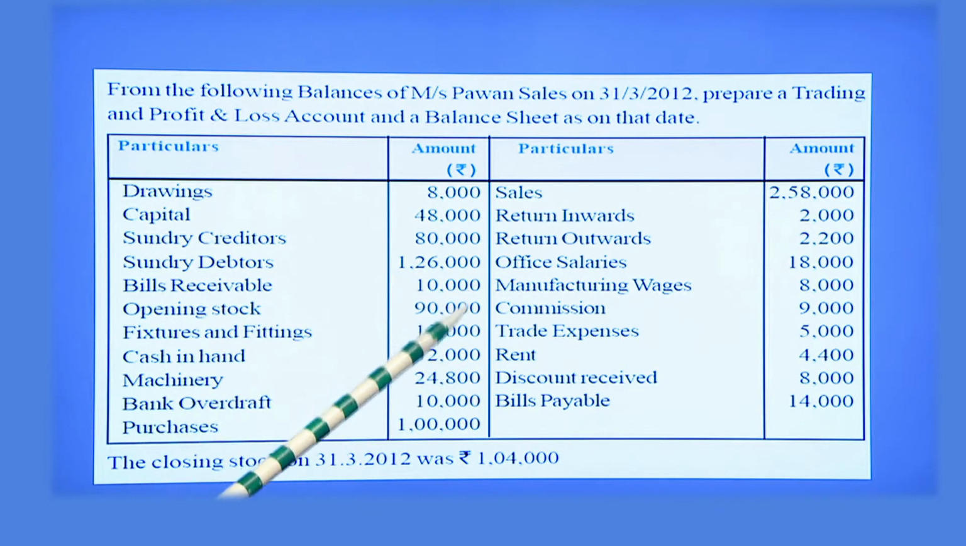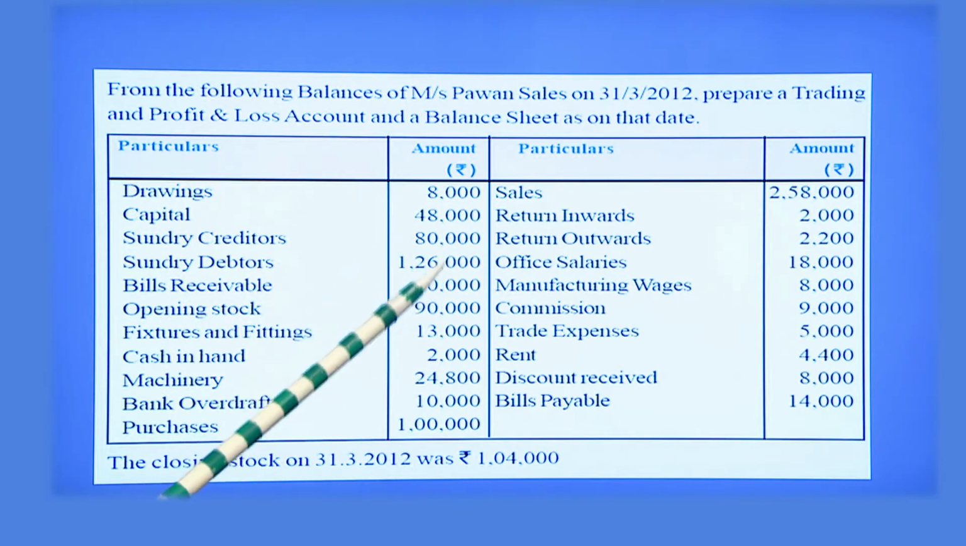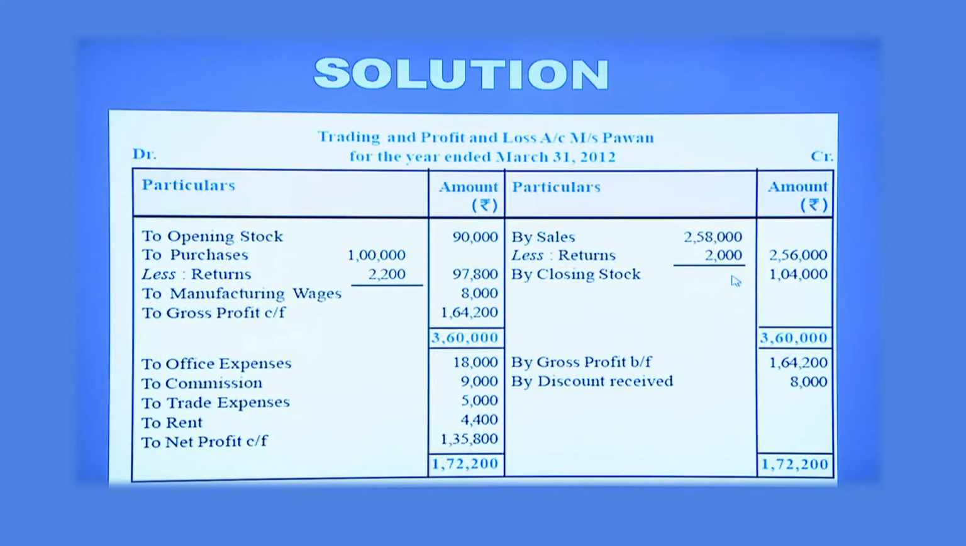Then sales will be written on the credit side of the trading account. Then all manufacturing expenses or direct expense like manufacturing wages will come on the debit side of the trading account. Then you have to find out the balance. Sales will come on the credit side of the trading account and will be deducted with the returns. Here is the answer: opening stock, purchases less returns, and manufacturing wages will come on the debit side of the trading account. Sales less returns on the credit side, closing stock on the credit side.